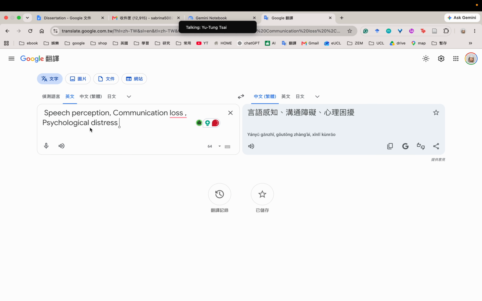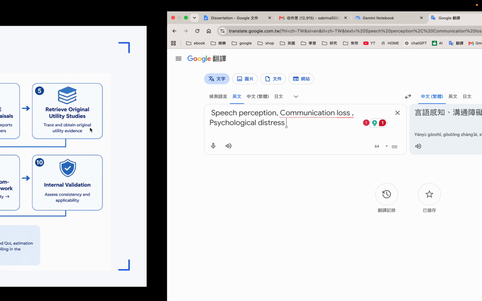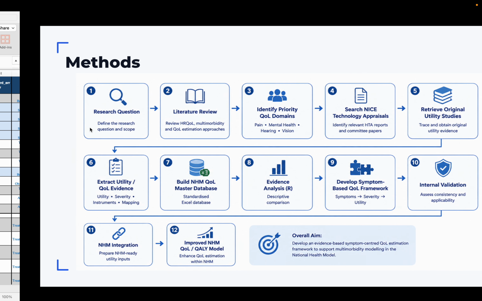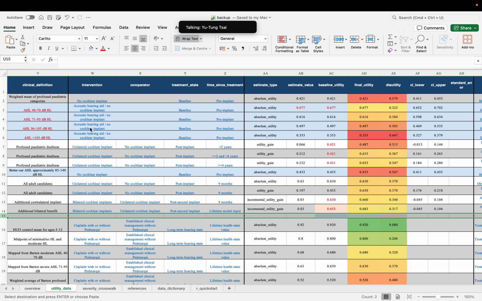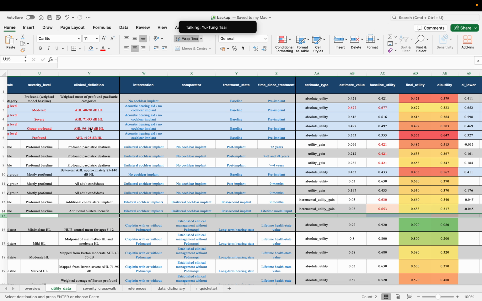For example, they will cause psychological stress, or some hearing loss will also affect the depression level. It's the symptoms that will carry out of that. But I'm not sure if it means different severity, for example moderate or profound, that they will have different symptoms coming out, because I don't really see much information on that. That's my first question.